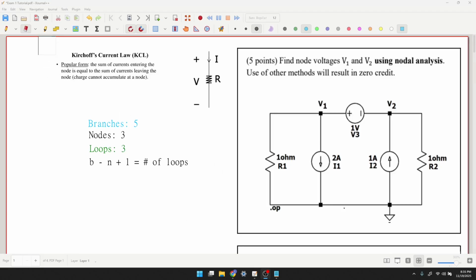All right, so we're going to look at circuit topology to get a working definition of some of the terms we use. So we have 5 branches, 3 nodes, and 3 loops in this circuit. I'm going to highlight the branches. They are simply the elements in the circuit.